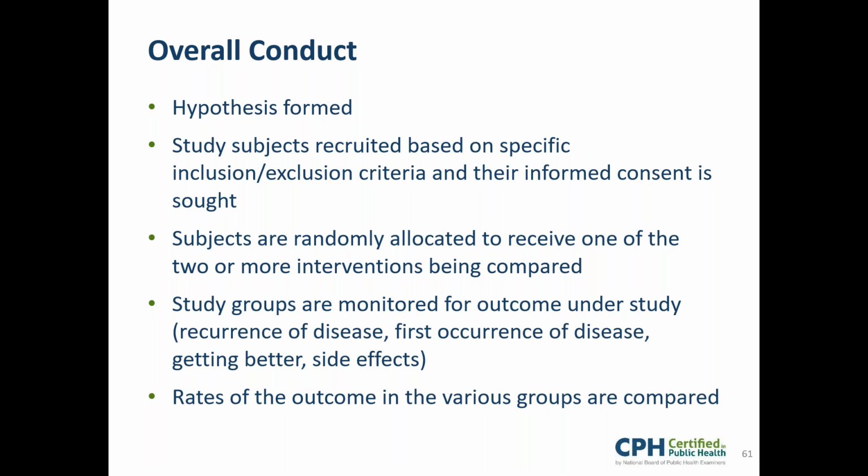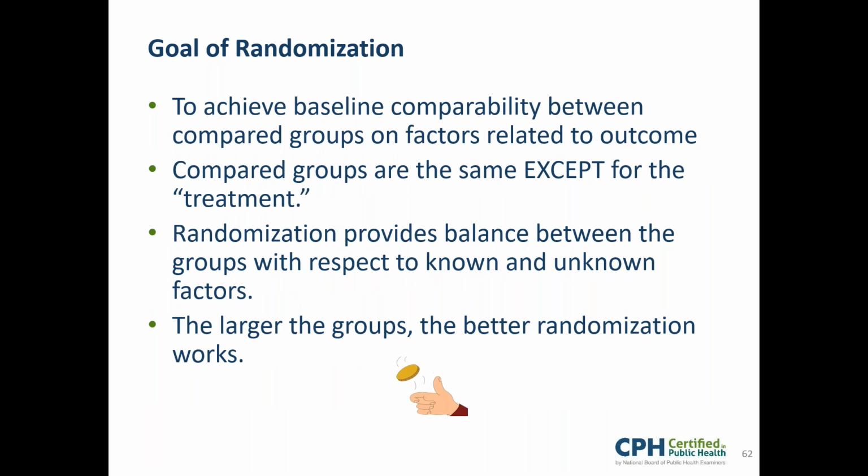So I mentioned that people are randomized into a treatment or control type group or usual care. So we randomize, next slide, to achieve baseline comparability between the groups on factors related to the outcome. So ideally, compared groups are the same except for the treatment of interest. So randomization provides a balance between the groups with respect to what is known and what is unknown. The larger the groups, the better the randomization works. Next slide.